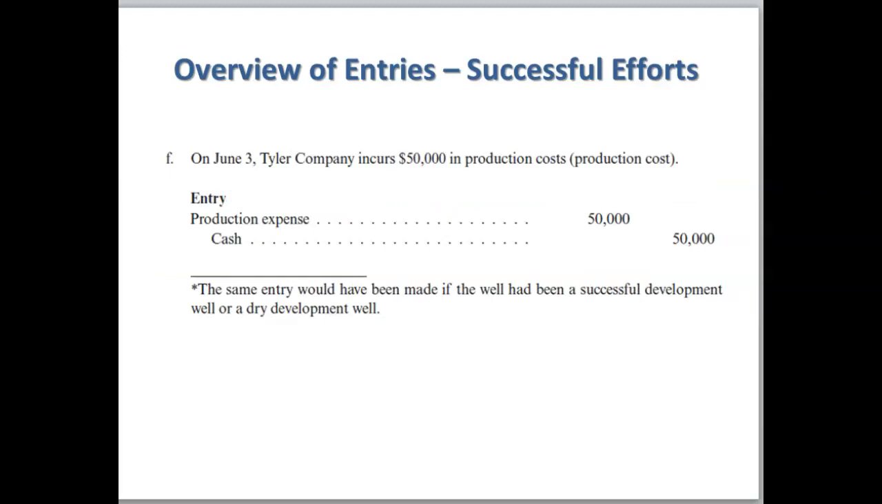On June 3rd, Tyler Company incurs $50,000 in production costs. As we discussed, production costs are associated with revenue, so we would expense them to match them with our revenue. So we're going to debit production expense and credit cash.